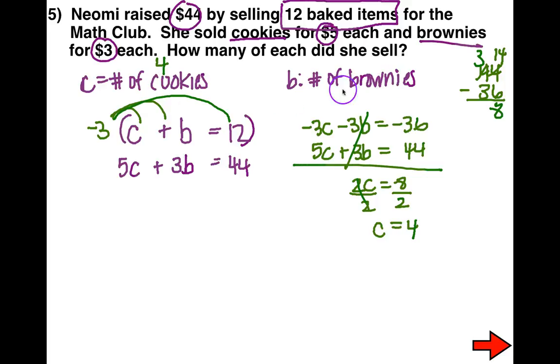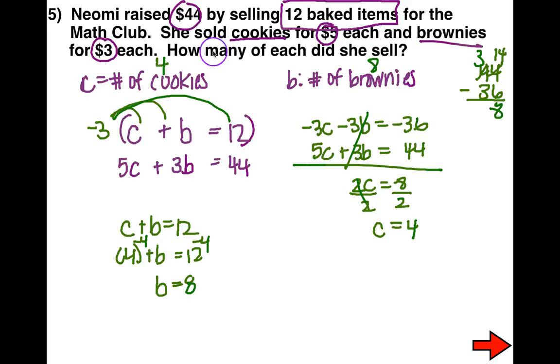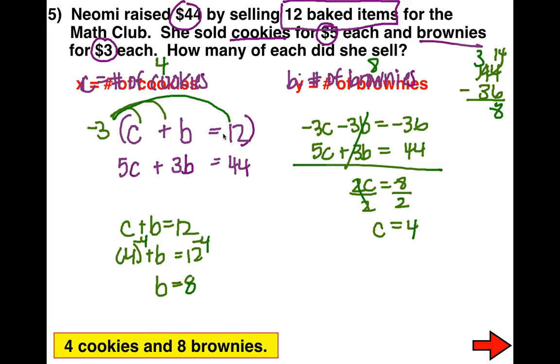Okay, now what about brownies? Again, you're going to use one of the 2 equations. So I'm going to use the first one since it seems more simple. C plus B equals 12. I'm going to go ahead and plug 4 in for C. So 4 plus B equals 12. Subtract 4 from both sides, and I'm left with B equals 8. B is the number of brownies, so that's going to be 8 brownies, and they should add up to 12, which looks good. So I'm going to go ahead and answer that there are 4 cookies and 8 brownies.